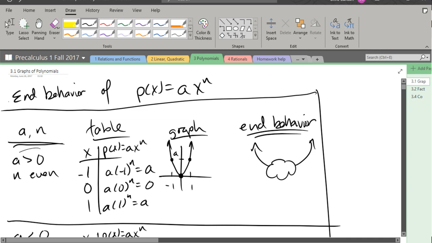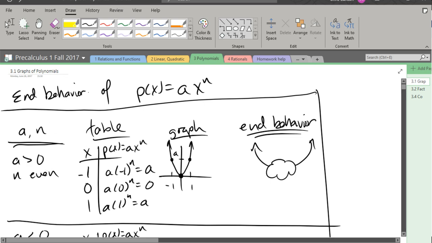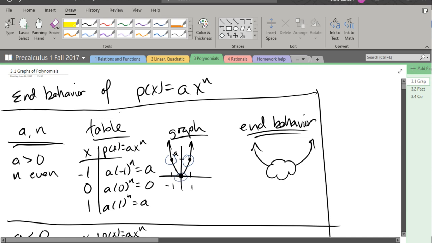Now if a is positive and n is even, what happens? We have a little table of values here. And when we plug in negative 1, negative 1 to an even power is going to be positive 1. So you're just going to get a. Plug in 0, you get 0. Plug in positive 1, 1 to the n power is 1. So you just get out a. You graph those three points right here. And the end behavior is what happens outside of the middle. It goes up on both sides.